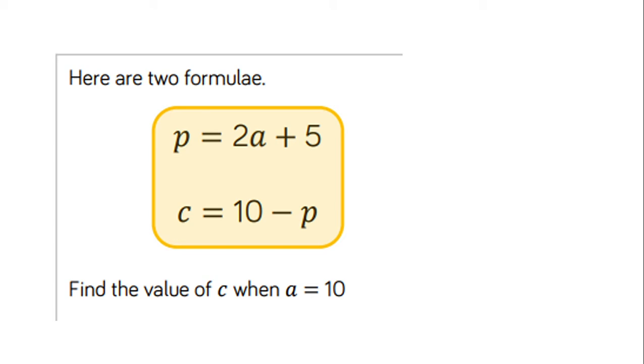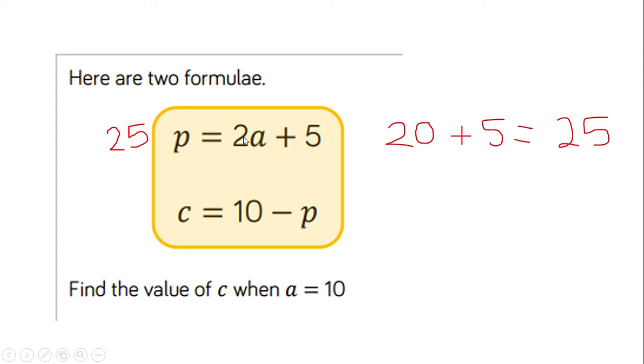Okay, so the first thing I have to do, because I have to find out the value of C, is that I'm going to need to know what P is before I can work that out. So I have to work on the first one to start with. And I know that A is 10. So 2A is going to be 2 times 10, which is 20. And then 20 plus 5 is 25. So I know the value of P is 25.